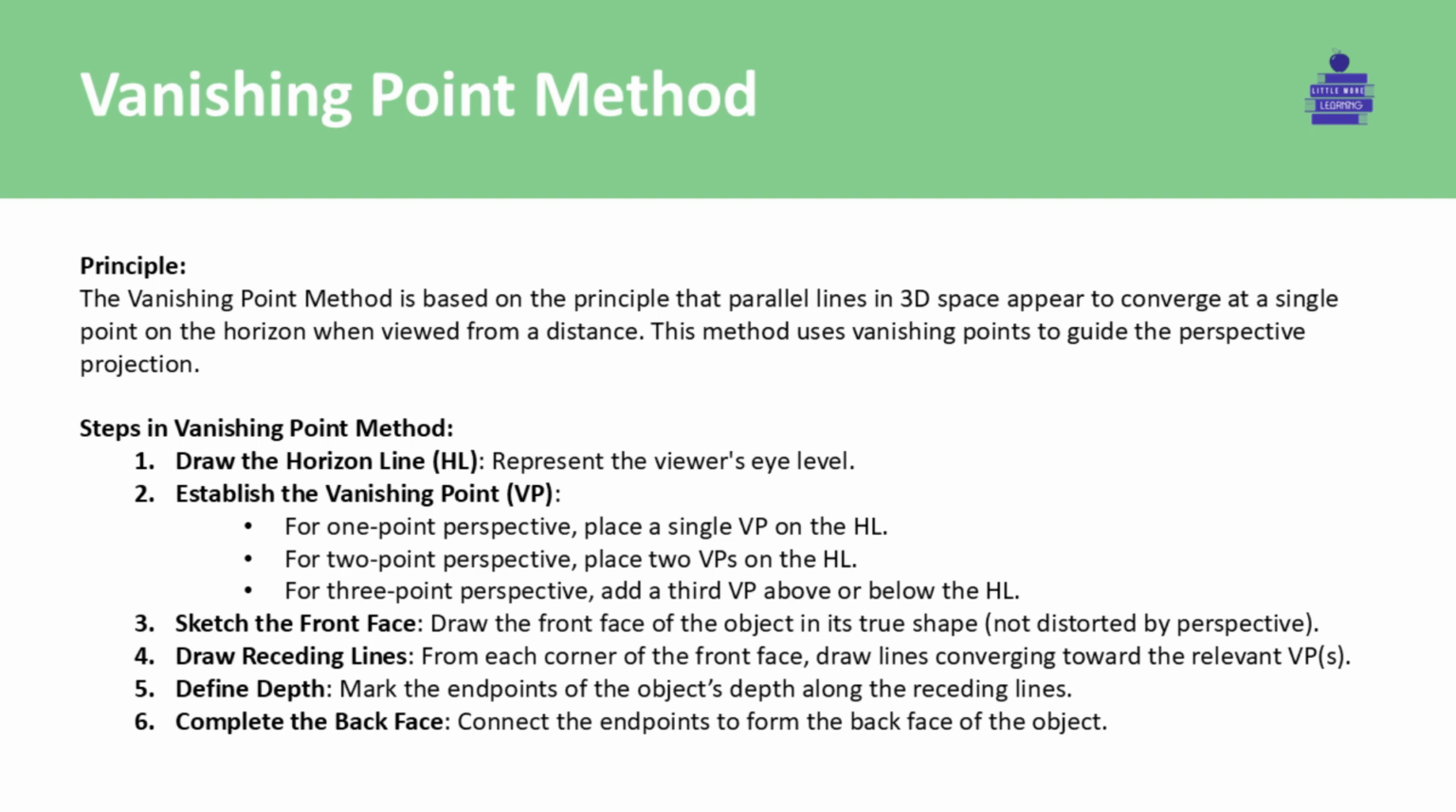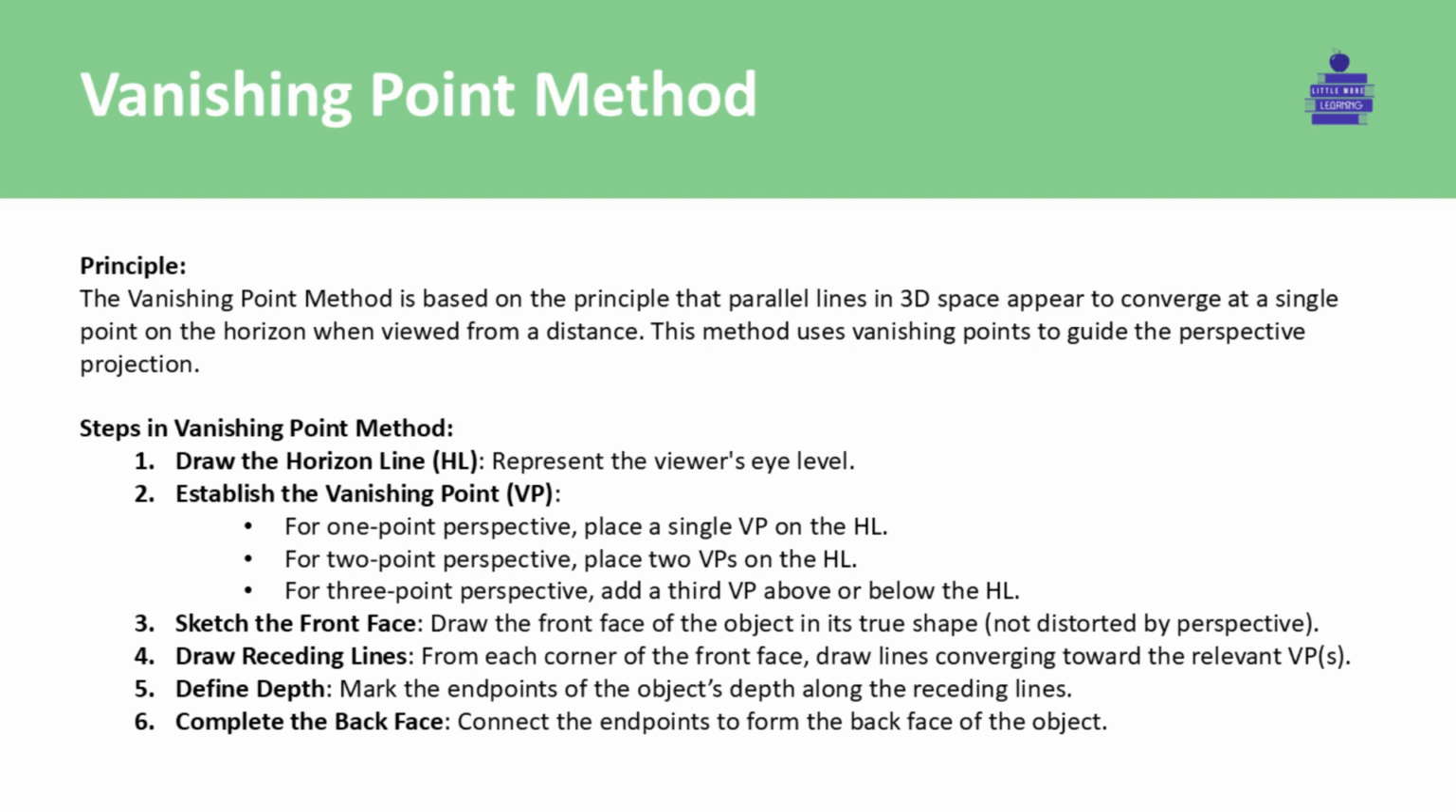Think of these vanishing points as magnets that pull all parallel lines toward them. If you're drawing a building, all horizontal lines running away from you will converge at these points. This creates that convincing sense of depth that makes your drawings look three-dimensional on a flat surface.